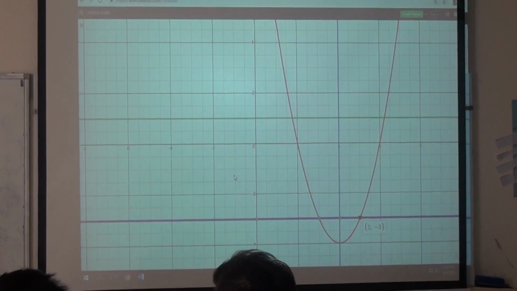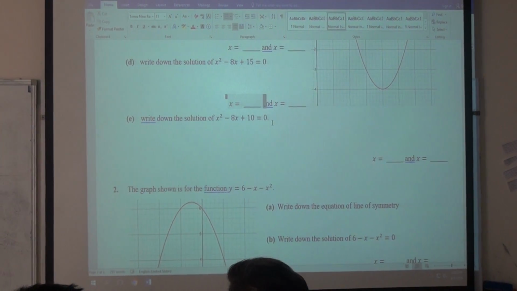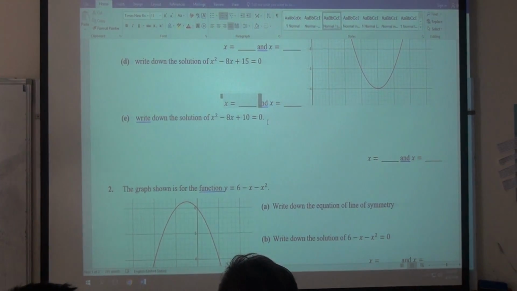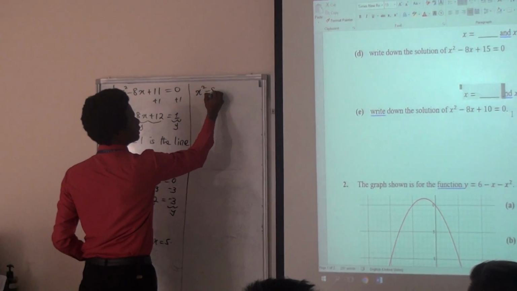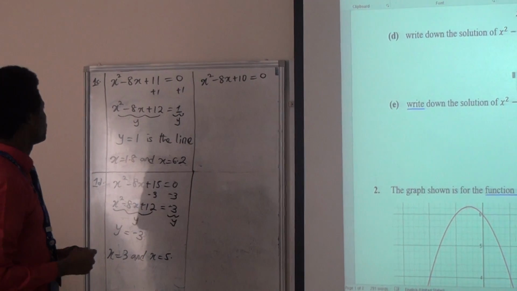Now, the last but not the least, so I just put the same question so you can do the same thing over and over again and get used to the idea. So the last one is x squared minus 8x plus 10 equals 0. So what do we do this time?